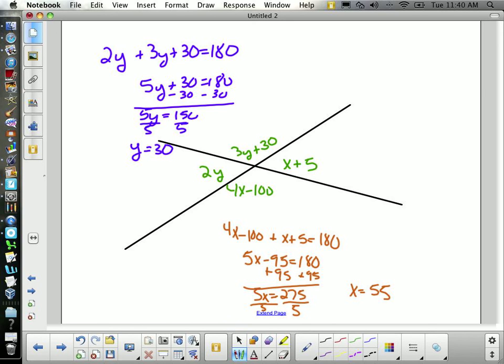I mean, yeah, I could say 2y equals x plus 5 and 3y plus 30 equals 4x minus 100. And then I could gather them into two equations and two variables and use substitution or elimination to solve for one variable and solve for the other. It's doable. It just takes forever and it's much harder. So try, if possible, to just work with one variable at a time. Okay?